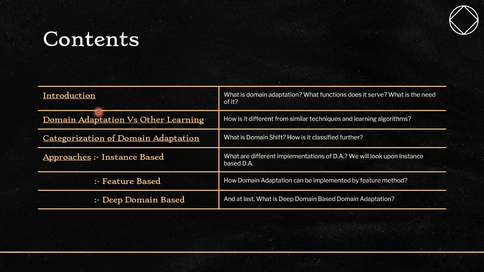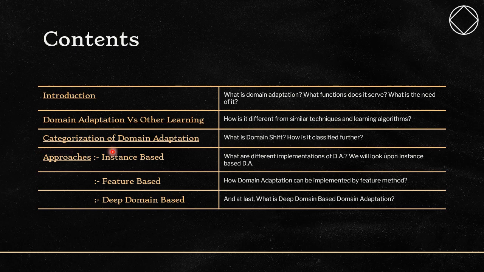So here are the contents that are going to be covered. First we will look at the introduction of domain adaptation. What is it and why is it needed? There are many learning algorithms, so what is the use of it? Now, how is it different from the other learning techniques? There are many learning techniques which are very similar to domain adaptation. They look exactly the same as domain adaptation, but they are different from it, so we will look over them.